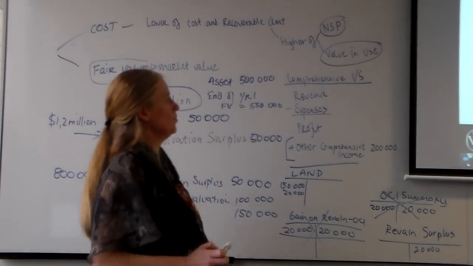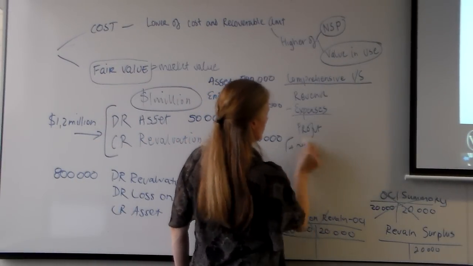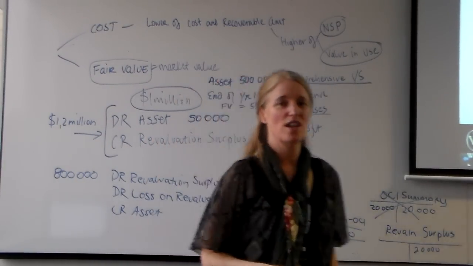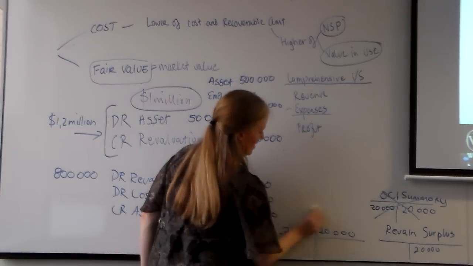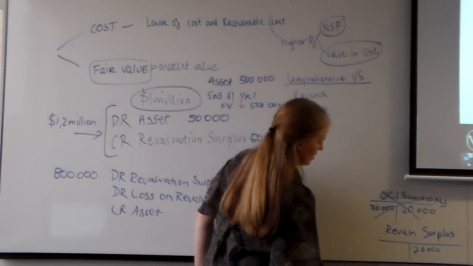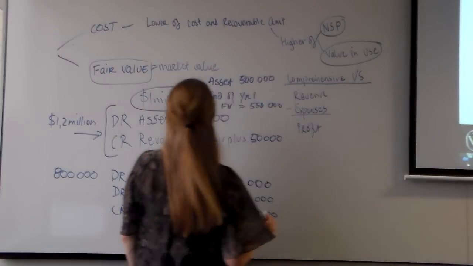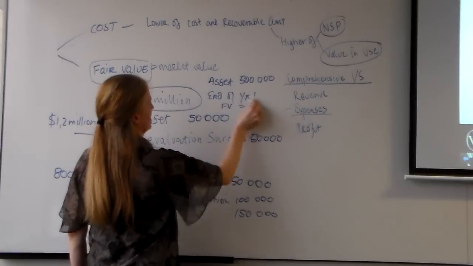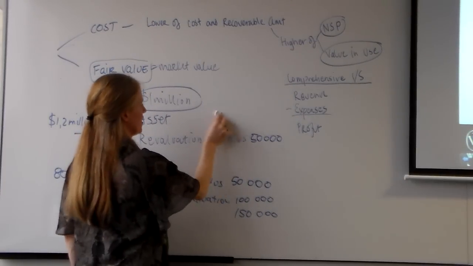Okay, so the other thing that I wanted to quickly do was, if you've got an item which has accumulated depreciation, we looked at land, which doesn't have accumulated depreciation. Okay, what if you've got something else? And I'm going to keep this very straightforward.